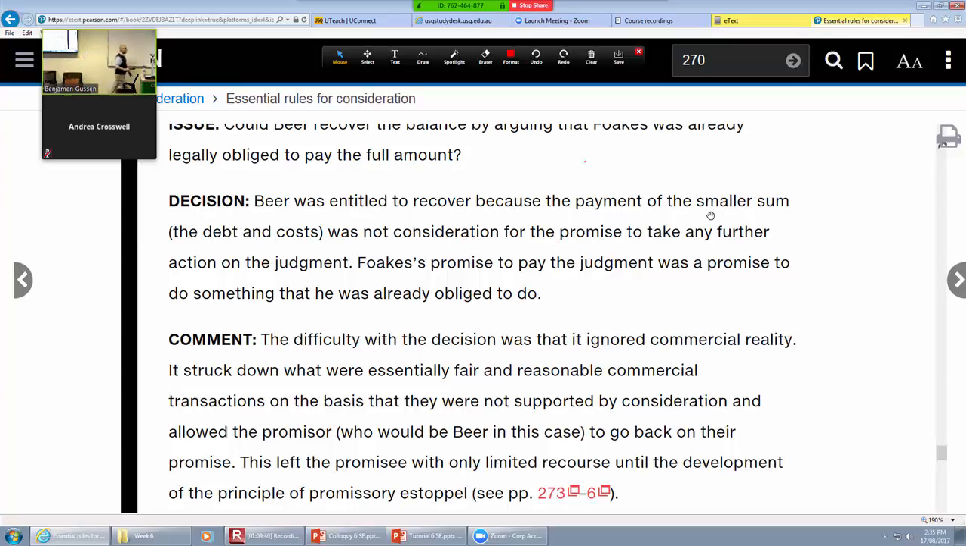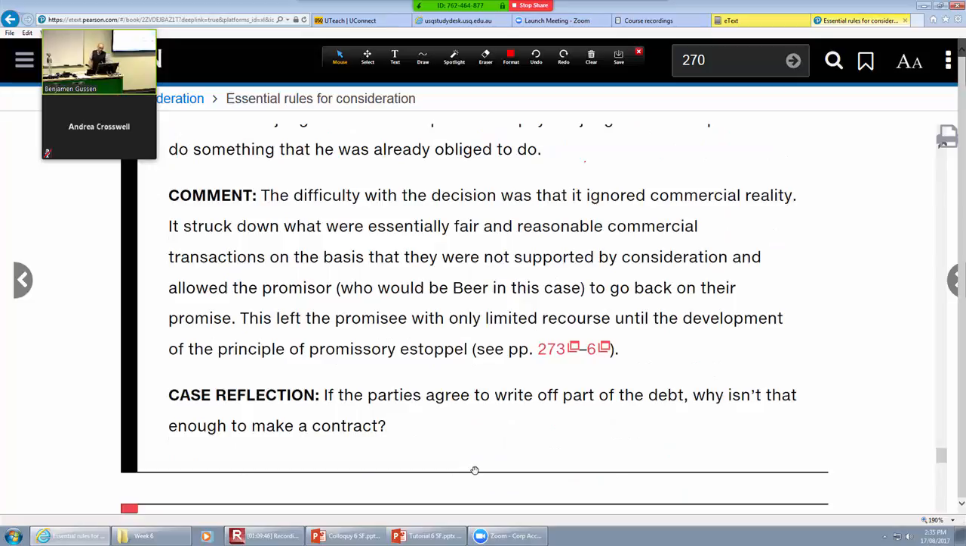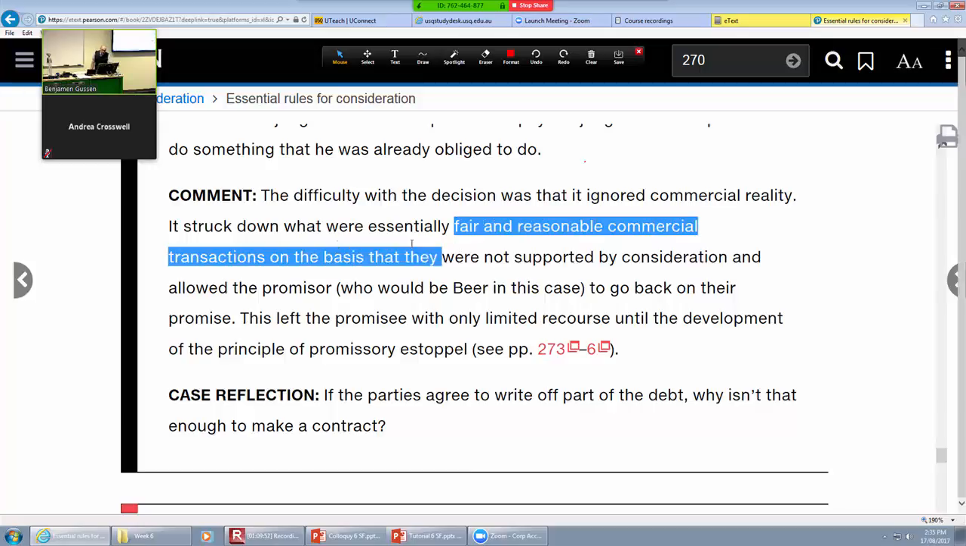The key point here, you can actually put something in your contract, stipulate that that doesn't work. So the comment, the difficulty with the decision, was that it ignored commercial reality. It struck down what were essentially fair and reasonable commercial transactions. So if we agree to do this, the court shouldn't come and do this. Okay?